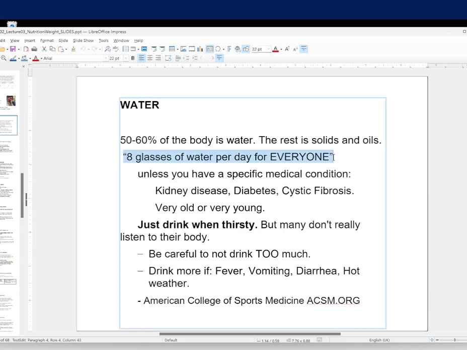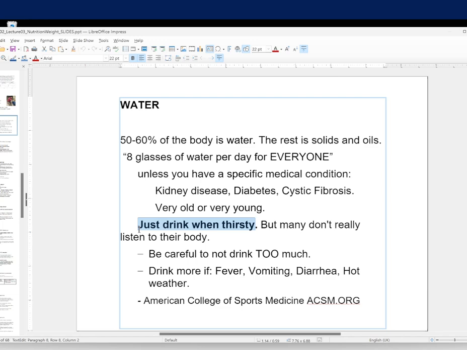You've heard the 8 glasses a day for everybody. Well, that doesn't make sense. One size doesn't fit all. One size fits all hats do not fit my head. So the 8 glasses of water may not apply to you. Just drink when you're thirsty. But when you are drinking, drink water. Plain water without sugar in it, without any other crazy chemicals in it.